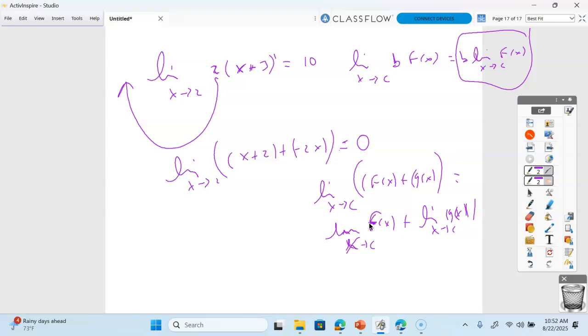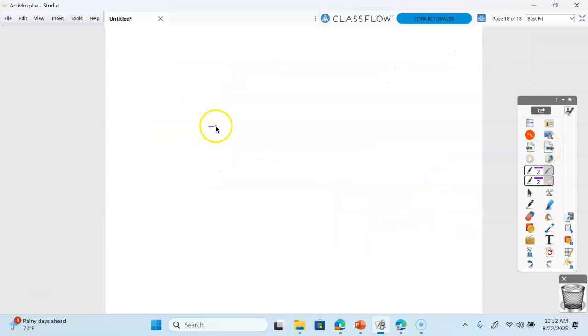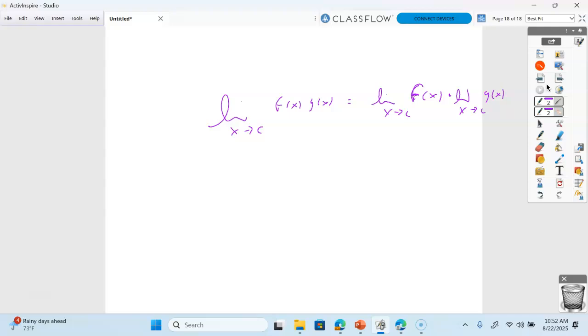All right, multiplication. What's the multiplication rule going to be? You can separate them and multiply the answers. So the limit as x approaches c of f of x times g of x is equal to the limit as x approaches c of f of x times the limit as x approaches c of g of x. We're allowed to separate and multiply them together. This is the answer to 3.